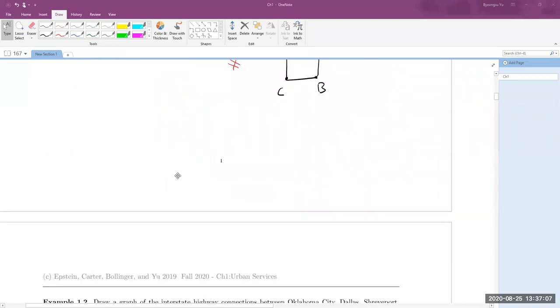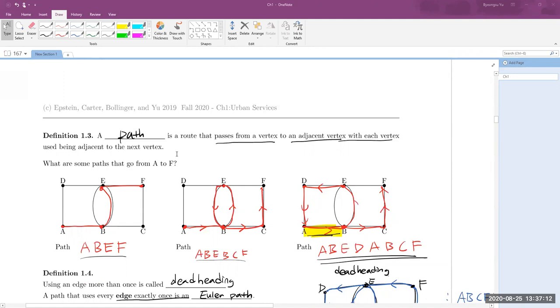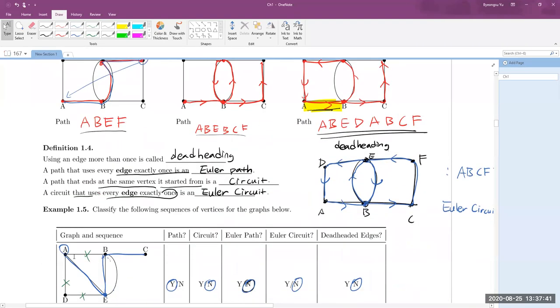One thing we learned about the graph is the path. A path is just some kind of walkway in the graph. So definitely you can walk from F to A using F, E, B, A, but you cannot go directly from F to A, right? Because there are no edges between F and A. So F A is not a path, but F E B A is a path, right? So that's the concept of a path.